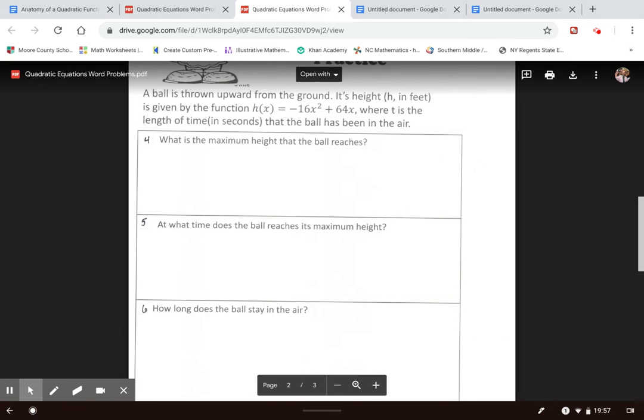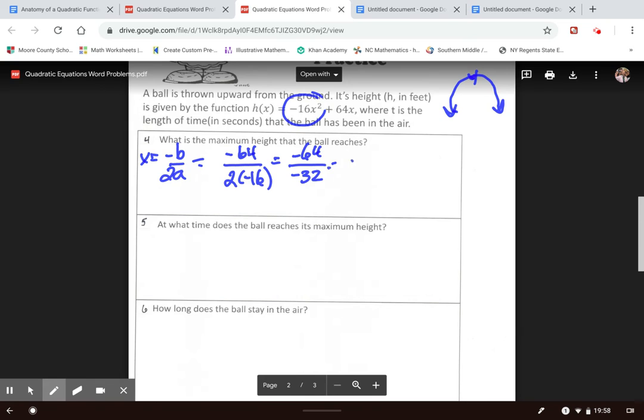So again, this is just like the one we just did, because I have a negative a value, I already know my parabola is going to be opening downward. So my vertex is going to be my highest point right up here. To find that vertex, I need to start with x equals negative b divided by 2a. So negative b here is going to be negative 64. Negative b over 2a, so negative 64 divided by negative 32 is going to equal 2. So I know that after 2 seconds, my ball is going to reach its maximum height.